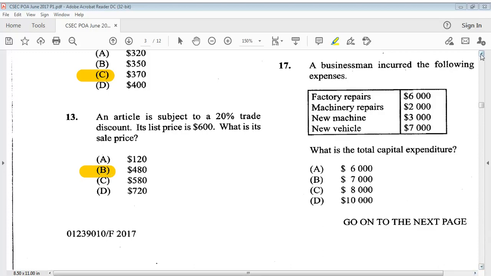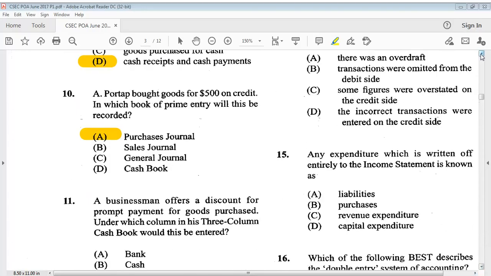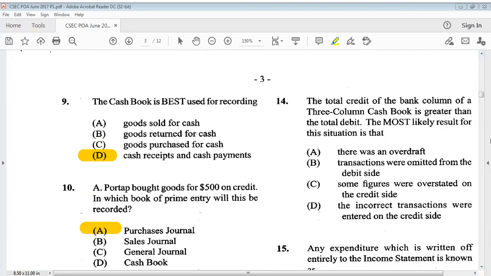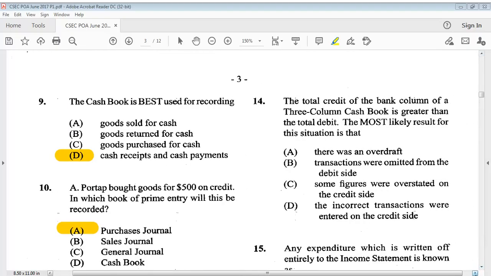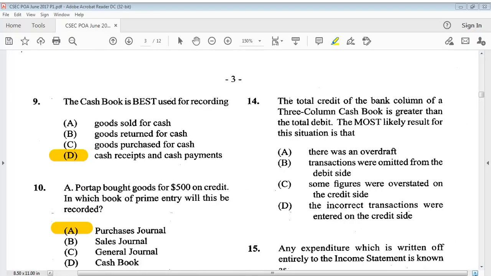Let's go on to number 14. 14 says, the total credit of the bank column of a 3-column cash book is greater than the total debit. The most likely result for this situation is that, is it A, there was an overdraft, B, transactions were omitted from the debit side, C, some figures were overstated on the credit side, or D, the incorrect transactions were entered on the credit side? We know it is A, there was an overdraft.